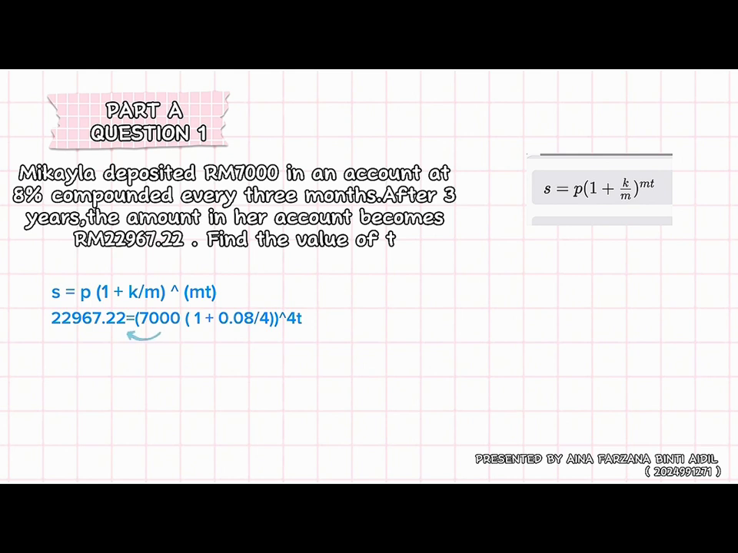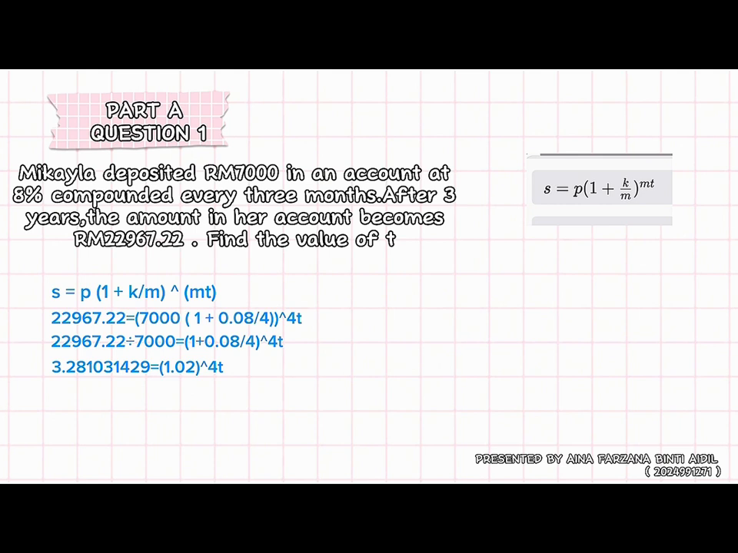After that, we move 700 to the left and make it like 22,967.22 cents over 700 equals 1 plus 0.08 over 4 to the power of 40. After that, we total this and this. Then we got 3.28103149 equals 1.02 to the power 40.